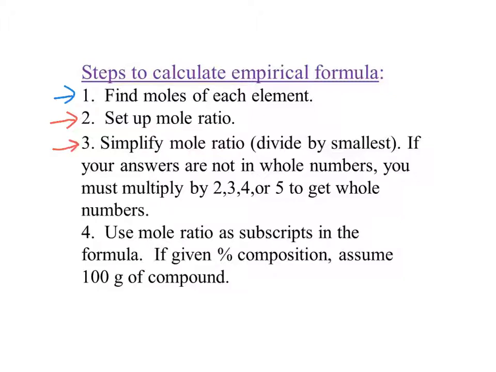And so what we're going to be doing here is dividing by the smallest number of moles that we have. And we're going to get some sort of number that we want to be a whole number. And if we don't, we're going to have to be multiplying by some sort of factor. And again, you're going to see this in an example, so just hang tight. And the last step here, we're going to have to use this mole ratio as subscripts in the formula. So whatever whole numbers we get, we're going to be placing them as subscripts. That's how we're going to figure out this simplest ratio.